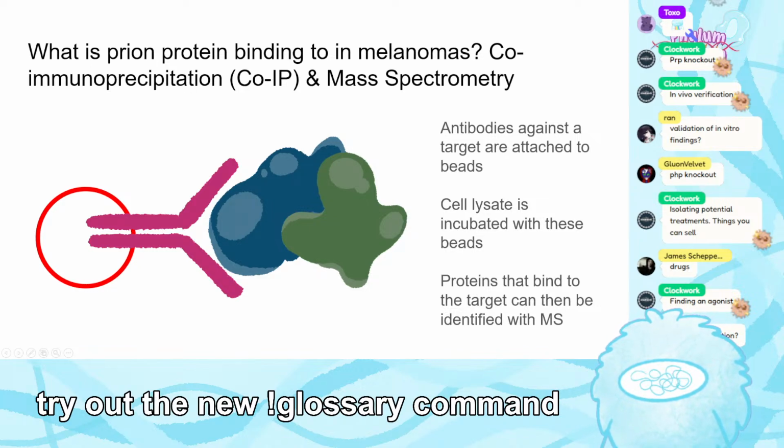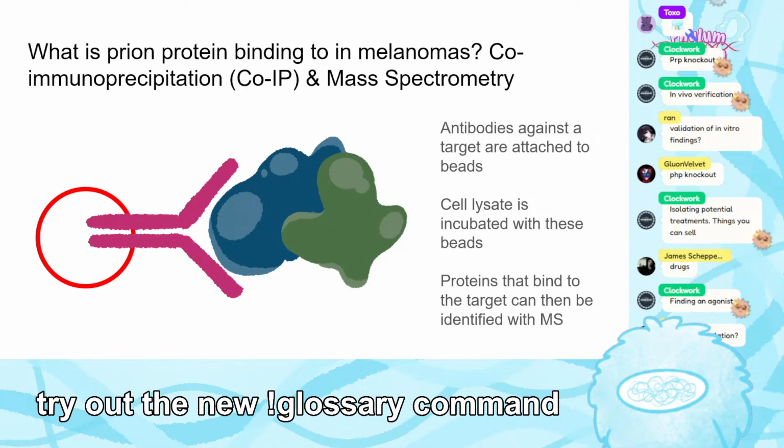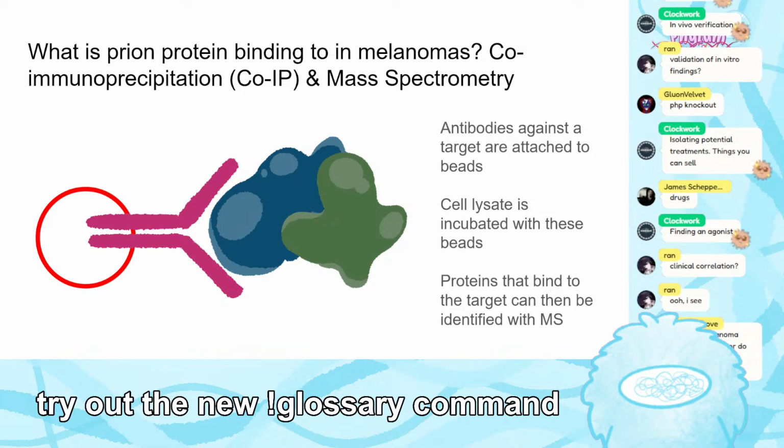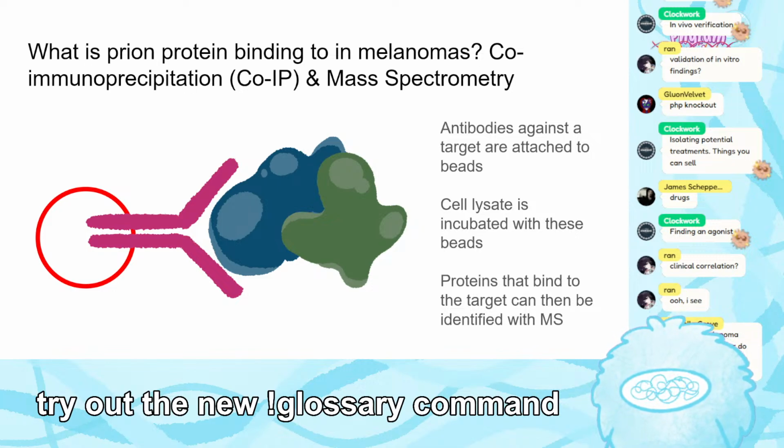So we are trying to find out how the prion protein is causing cancer. And one approach that we can take is co-IP. And I'll get into that in a second because I just saw a great question from Gabrielle. Does the melanoma cause the prions or do the prions cause the melanoma? That is an excellent question.